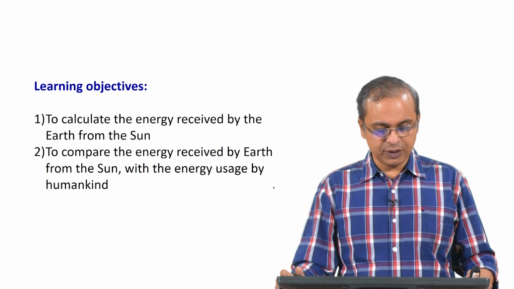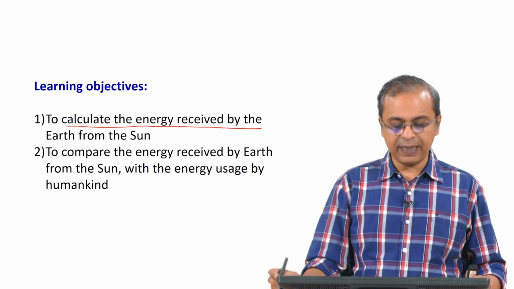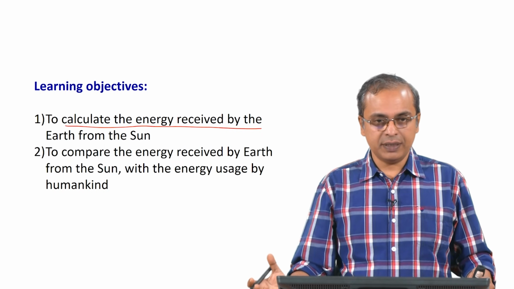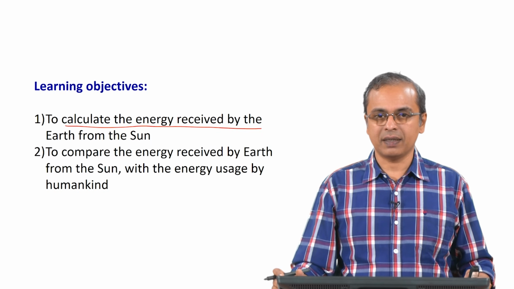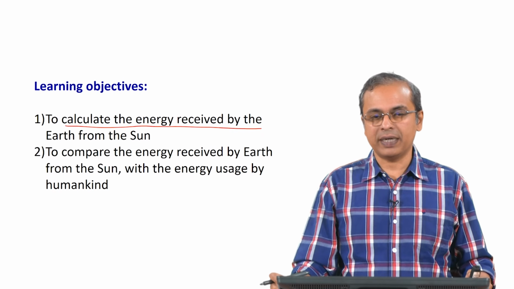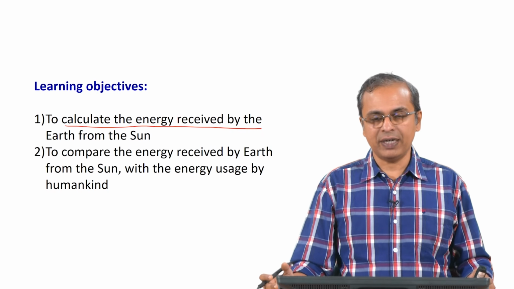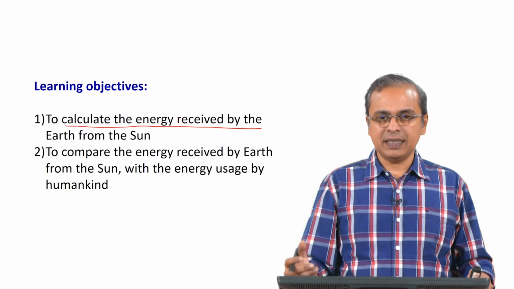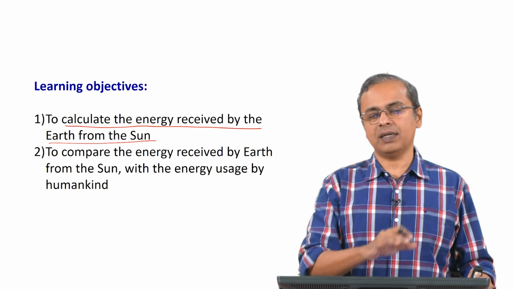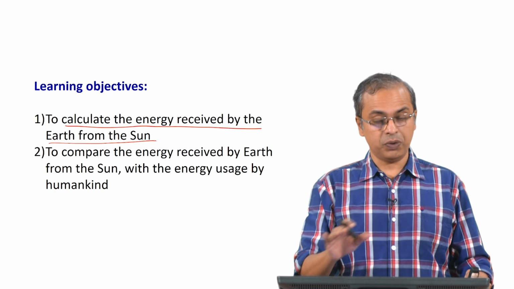Our learning objectives for this class are to calculate the energy received by the earth from the sun. During the daytime, except maybe if you are near the poles, where sometimes in the winter you do not get any sunlight, almost any other place on earth gets sunlight every day. So, there is a lot of energy coming from the sun to the earth. We would like to put some number to it, to calculate how much energy is coming to us from the sun. So, that is one calculation that we are going to do in this class.